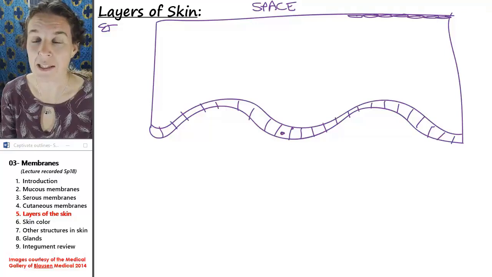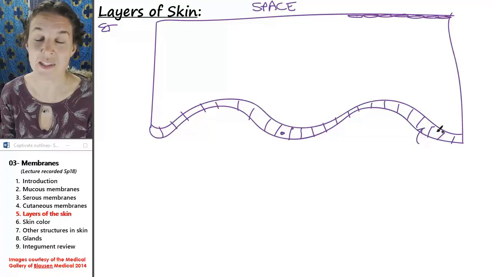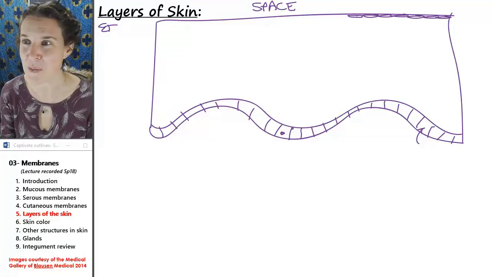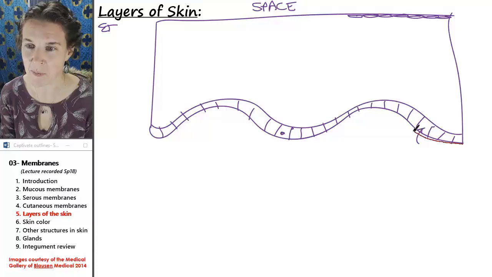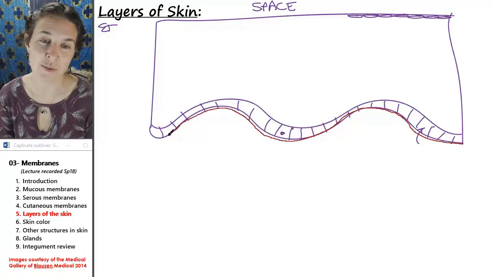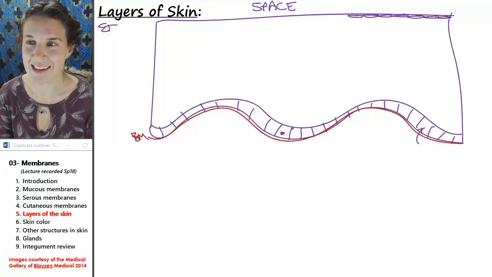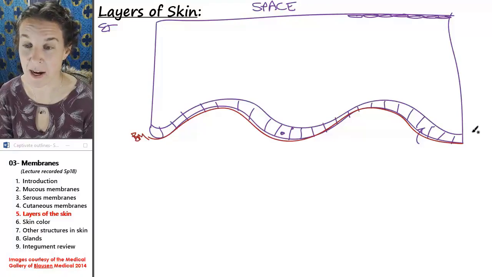Okay, all of my layers are called stratums. And for the heck of it, I'm going to start my stratums over here. This one layer that is attached to the basement membrane, look, there's my basement membrane. And this guy right here that I just pointed my arrow to, this is the deepest layer of the epidermis, and it is stratum basale.